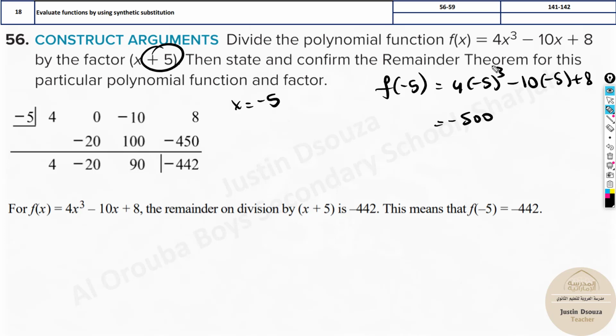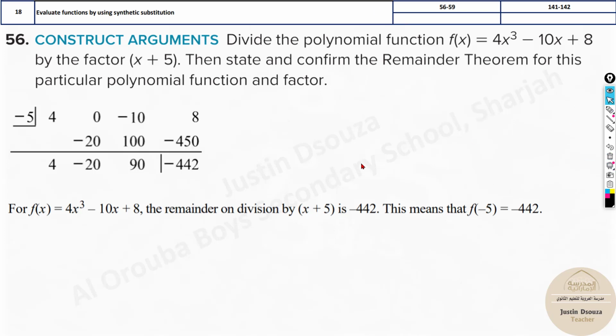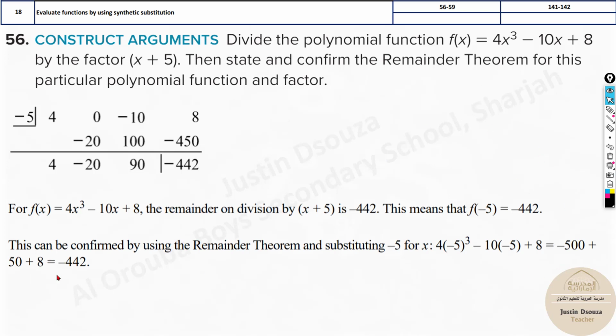Minus. Now, whenever it's square, it will become positive. But if it's odd numbers, negative remains. Minus times minus will be plus 50. And lastly, what we got? Plus 8. It will be minus 450 plus 8. That is equal to negative 442. And that is the remainder we got. And that is the answer even over here by checking. So this is what the remainder theorem means. Now, that's the answer. We have confirmed it over here from the remainder theorem by substitution.